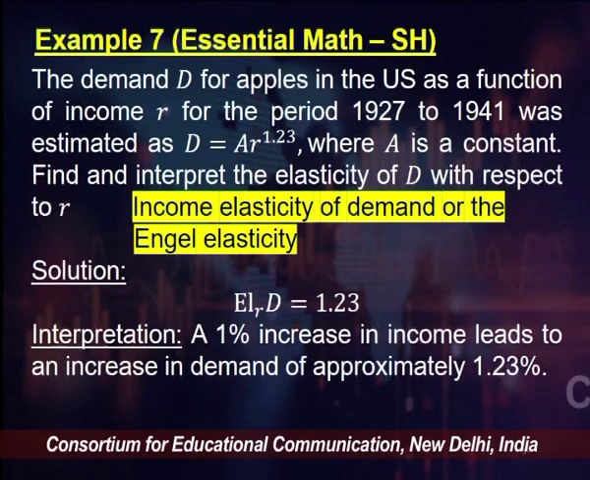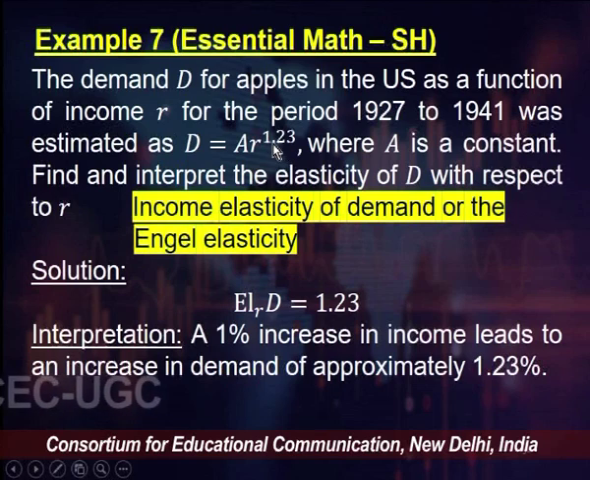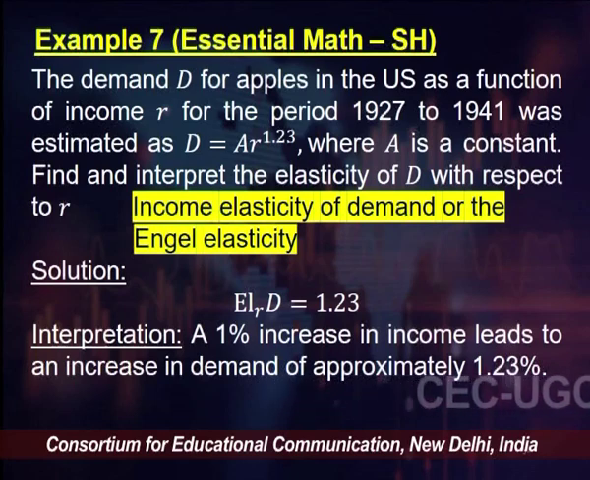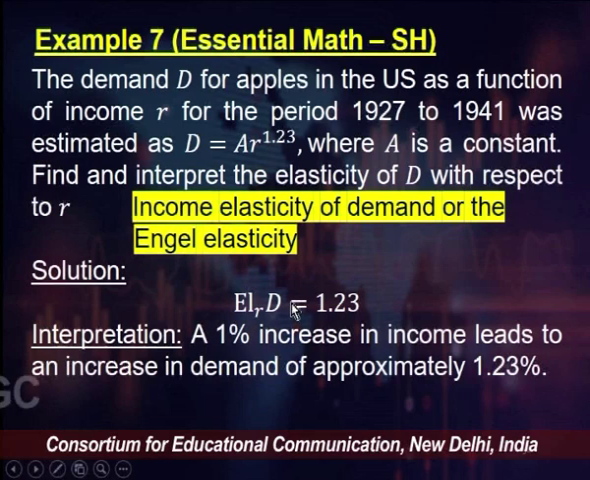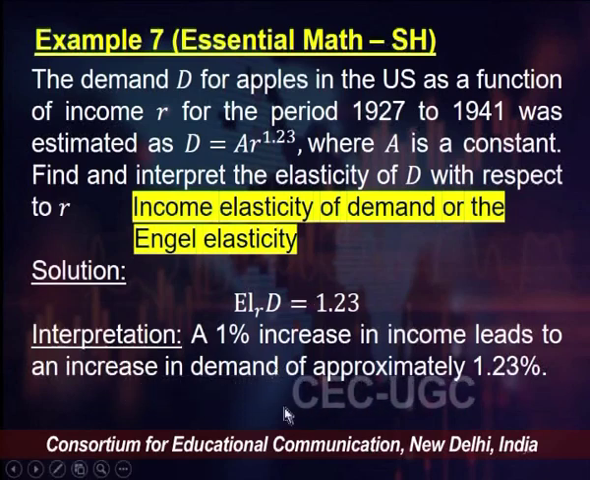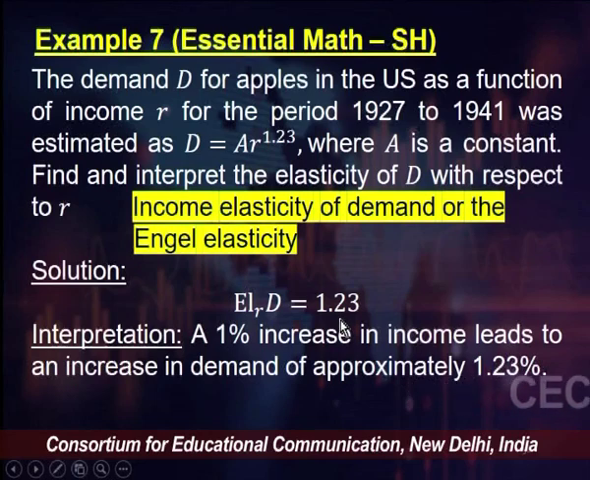Note here that the elasticity of demand with respect to R is called, by definition, the income elasticity of demand or the Engel elasticity. It tells us how demand responds whenever there is a change in income. And as I have already told you, for a function of this kind, it is this power 1.23 which will represent the elasticity. You can also calculate it yourself to double check. You can see for yourself that the elasticity of demand with respect to income is going to turn out to be 1.23.